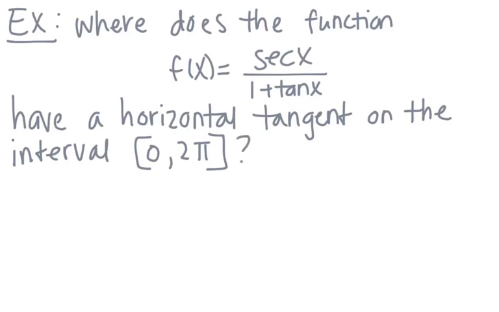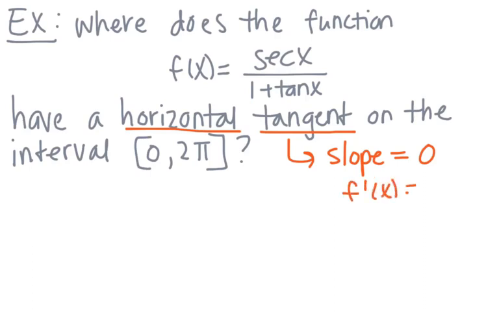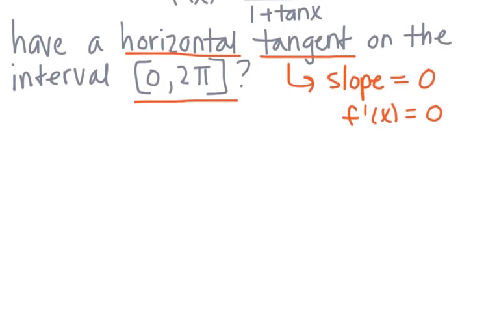Okay, so first let's just make sure we're understanding what we're looking for. A horizontal tangent line would be a tangent line with a slope of 0. And if we're talking about the slope of the tangent line, we're talking about the derivative and where it equals 0. So that's basically what this question's asking us to do, and we're going to solve this equation on this given interval. Okay, so let's come down here and set ourselves up.